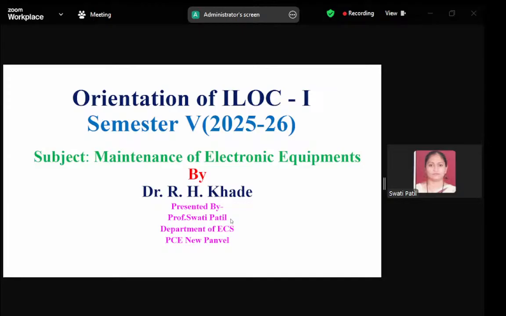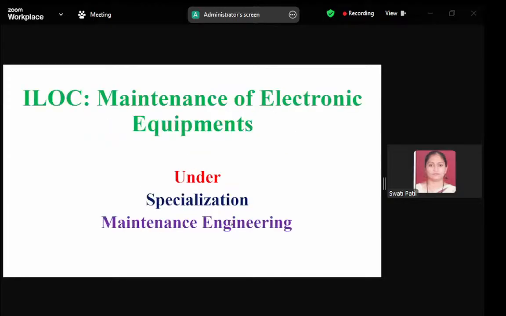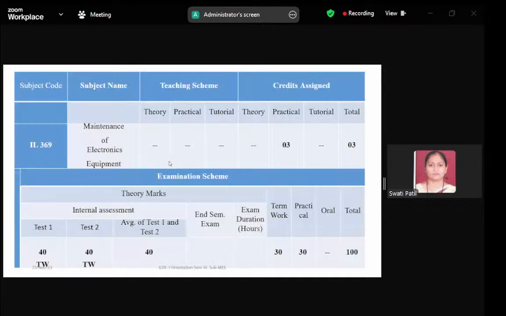Okay. So I'm Swati Patil from the Electronics and Computer Science Department, and here I have to give the presentation, actually the orientation on maintenance of electronics equipment. This subject comes under the specialization of maintenance engineering. Last time this subject was taken by Dr. Khade sir, but today he is not available, so I am here to present about this subject.